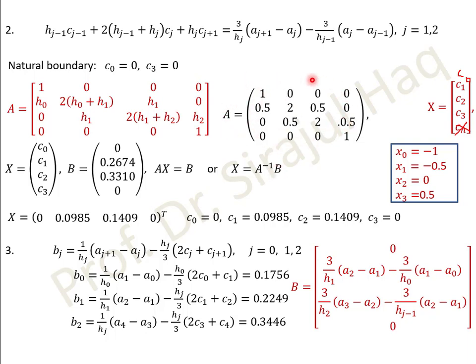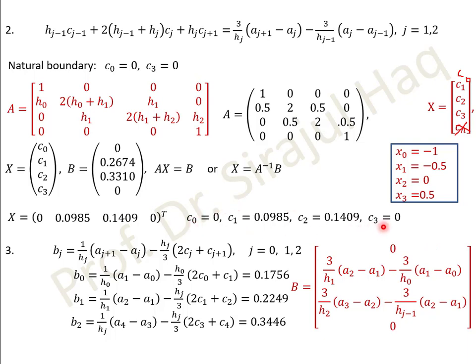You can do it manually. You don't need the programming for it. But it's up to you. I'm not stopping you because if you have a huge system, you can do the programming. And when we solve X is equal to A inverse B, this is the solution. In other words, the value of C0 is 0. The value of C1 is 0.0985, the value of C2 is 0.1409, and the value of C3 was equal to 0, which you got from the conditions.